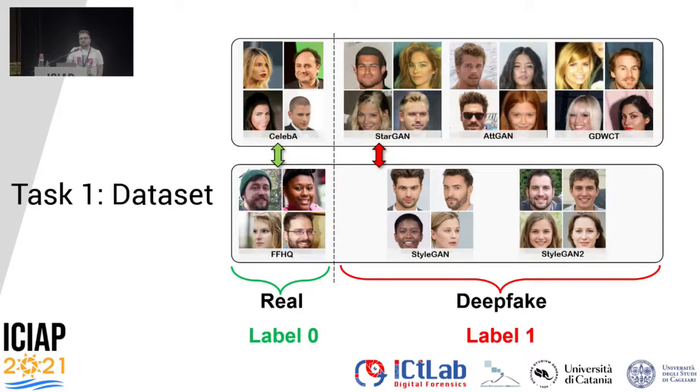Okay, for task one, as a real dataset, we collected images from CelebA and FFHQ. As a deepfake dataset, we collected the images from these 5 GAN engines: StarGAN, AttGAN, GDWCT, StyleGAN, and StyleGAN2.